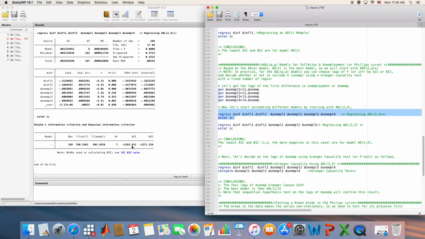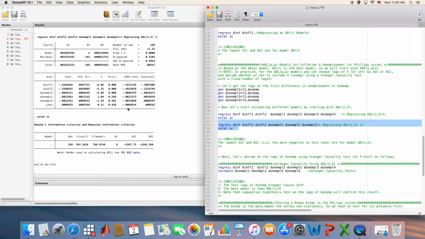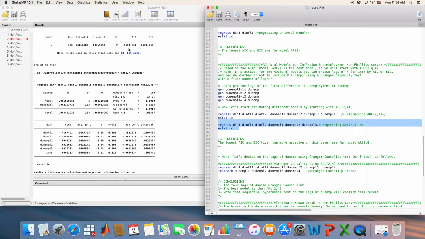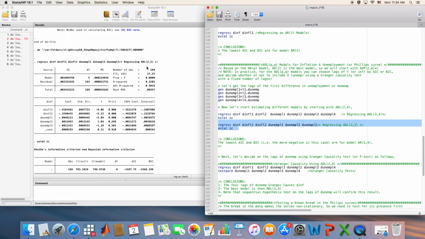So this one is telling us -1593. How about this one? Okay, -1587. Which one is smaller? I'm going to go with this one. This is 71, this is 68. So based on this, ADL23 is the best model. The lowest AIC and BIC, the more negative in this case, is ADL24.